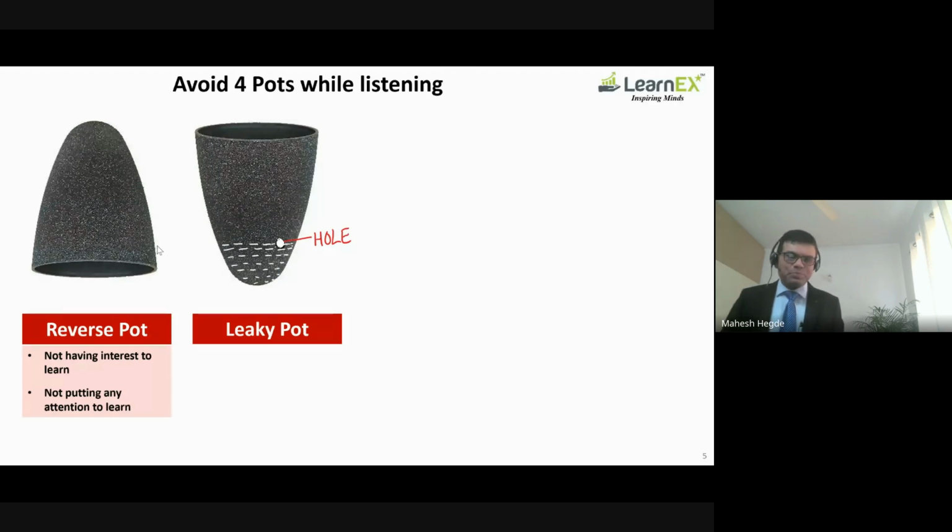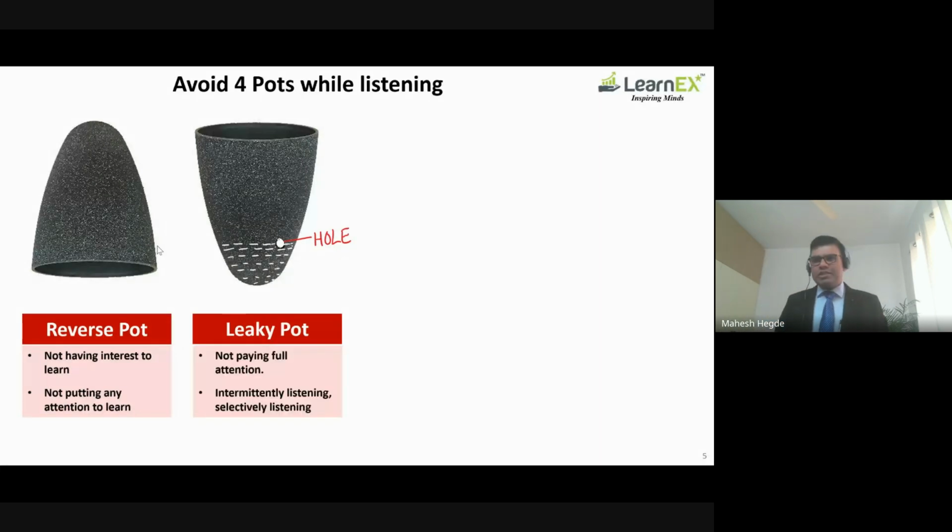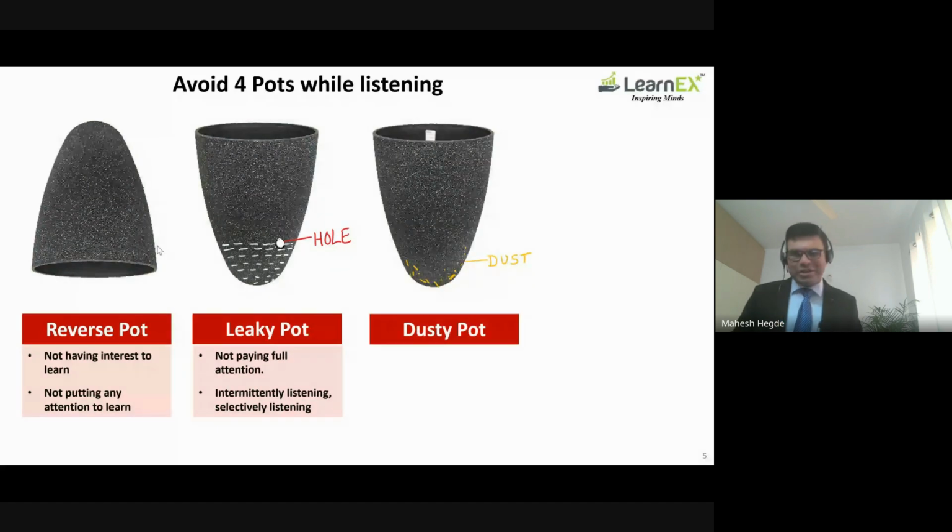So, a hole in the pot will not allow the pot to fill fully. Whatever effort the trainer or the teacher or professor puts in, only a little bit will remain because of the leaky pot. It's very important for the listener to avoid the leaky pot, and the best way is to make notes.